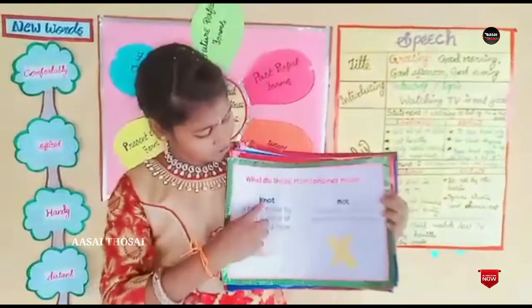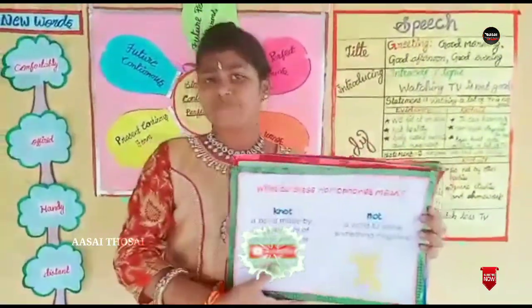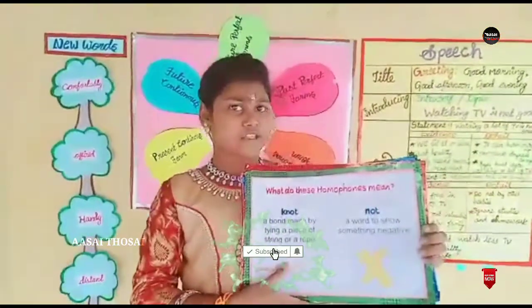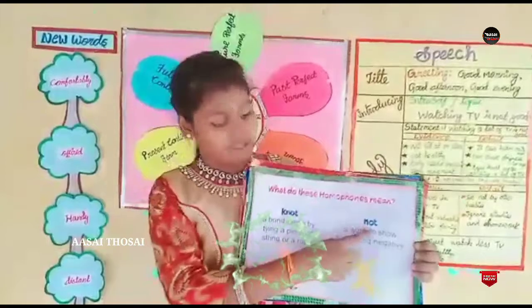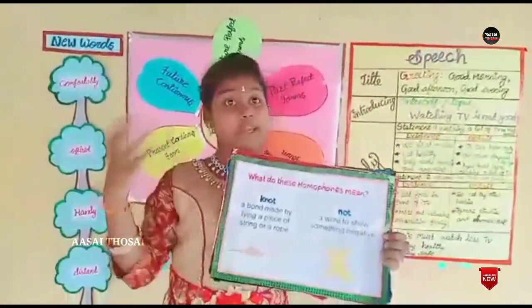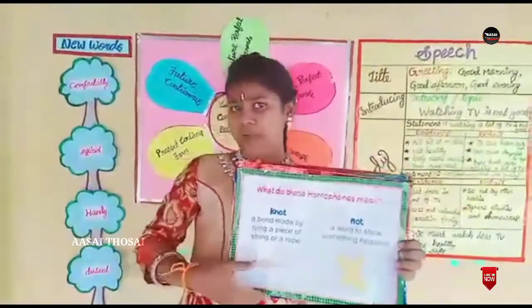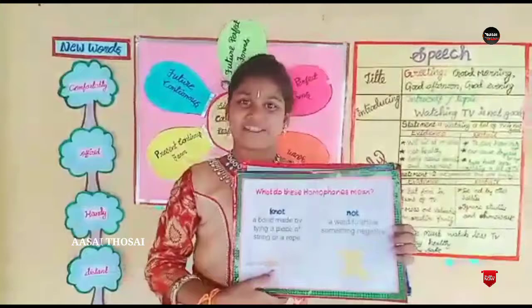Next is K-N-O-T, knot, and N-O-T, not. K-N-O-T, knot, means to tie a piece of band in a rope or string. And N-O-T, not, means it's a negative word. Your ma'am will say that it's not right. If my ma'am will say no, that only.